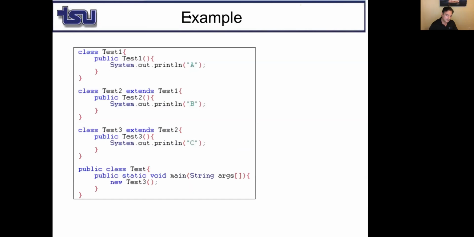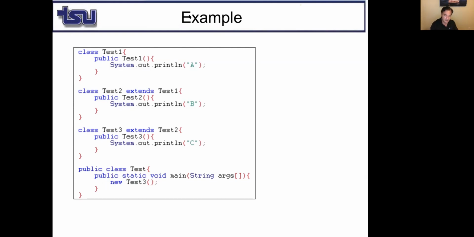Okay, let's look at this example. I have a class Test1, which has a constructor, and that constructor prints A. I have Test2 extends Test1, it prints B. Similarly, Test3 extends Test2, and its constructor prints C. Now here in the main method, I say new Test3. This may look strange because previously we always gave a name for every object, but I don't need to because I will never use that name. I'm just creating an object here.